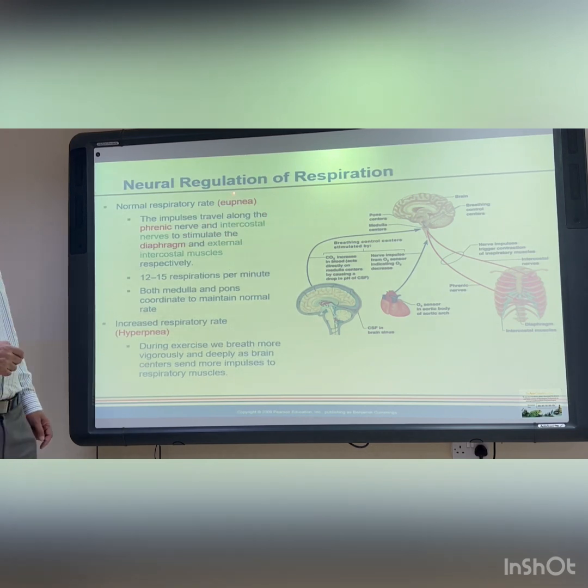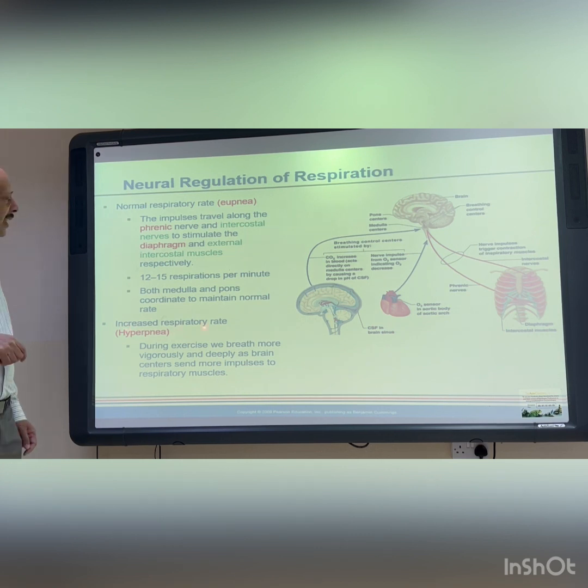So the normal respiration, we call it eupnea. Eupnea means normal breathing. The impulses travel along the phrenic nerve and intercostal nerve to stimulate the diaphragm and external intercostal muscles in respiration. Normal breathing is around 12 to 15, up to 20 per minute in an adult. There is a range. Both medulla and pons coordinate to maintain the normal rate, as we said.